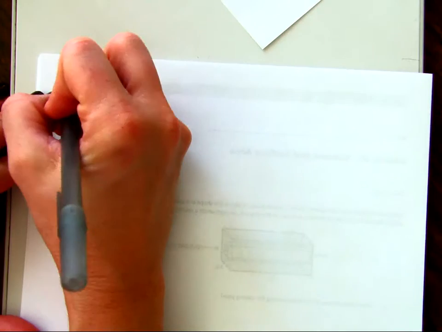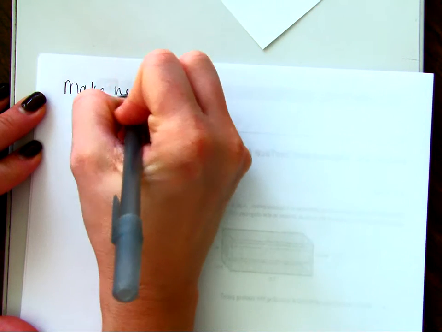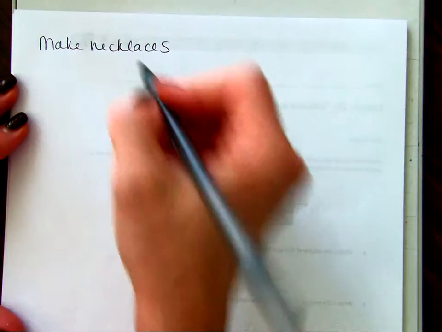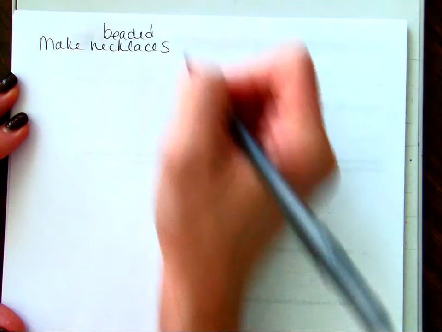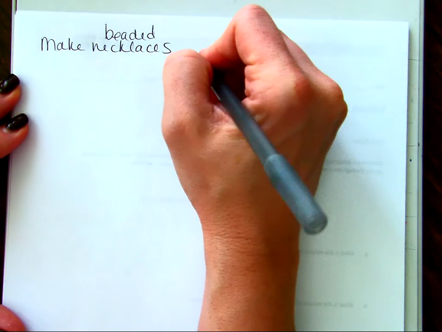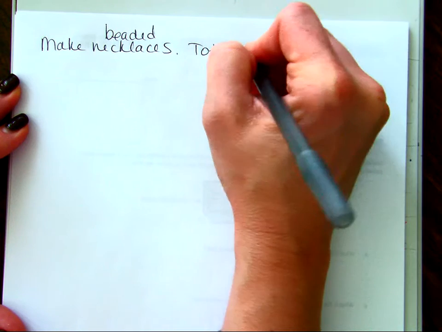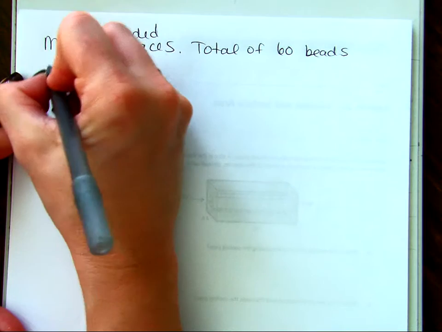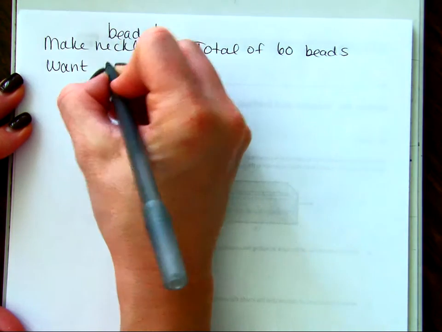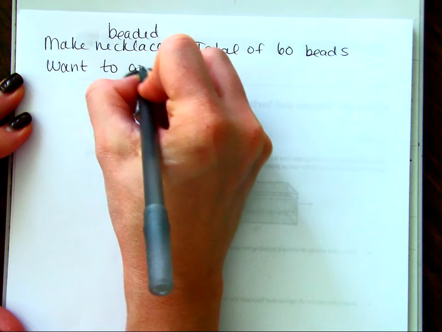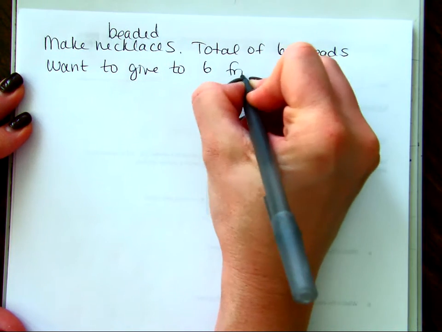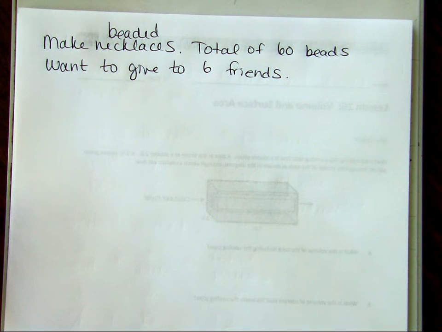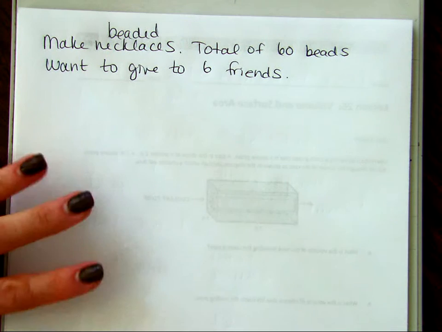Okay, so I would like to make some necklaces for my friends. Okay? And I have some pretty cool beads. I went to the bead store. So we're going to make some beaded necklaces. I have 60 beads. And I want to give them to my favorite 6 friends. And then I'm going to stop there and then I'm going to pick up my blue pencil because we're going to write the question in blue today.